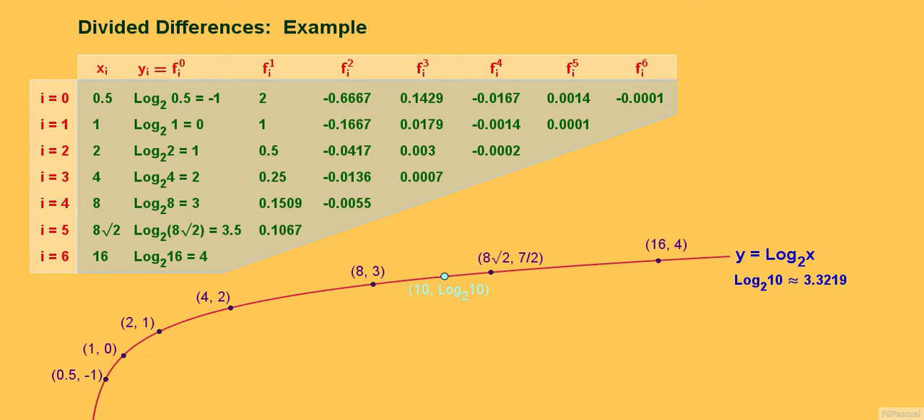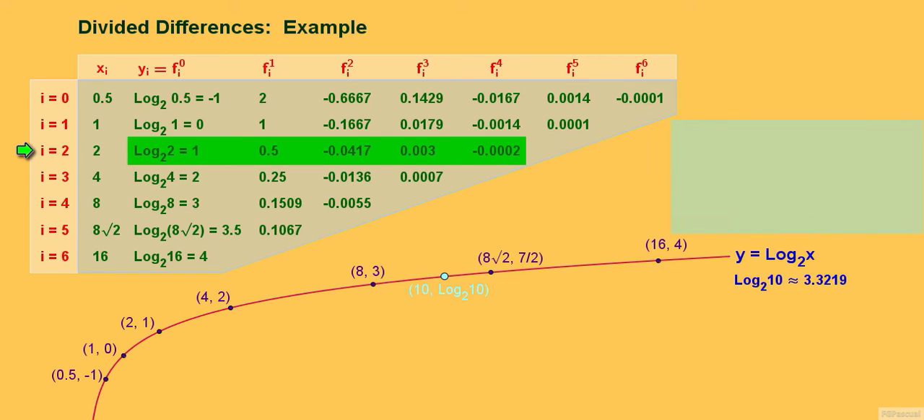For the last polynomial, we will use the points from x equals 2 to x equals 16. This is a fairly long interval, but at least x equals 10 is somewhat centered on the interval. X equals 2 is the leftmost point for this set of points, and so we will use the third row of the table to generate the polynomial.